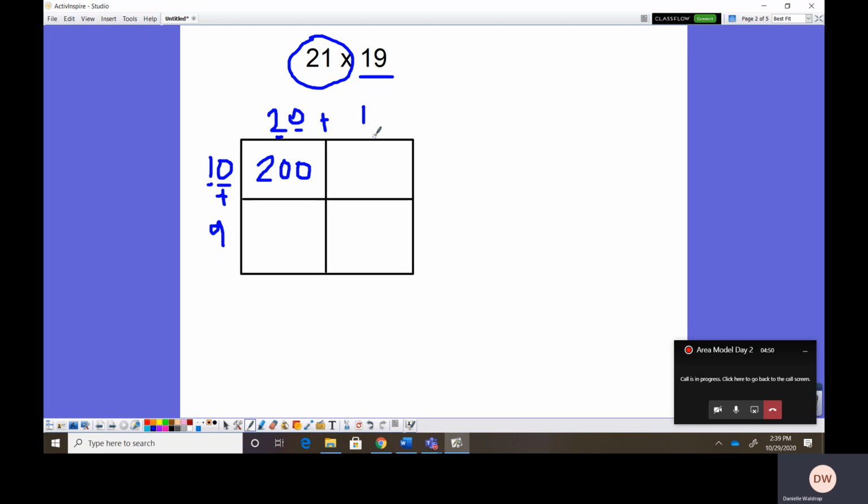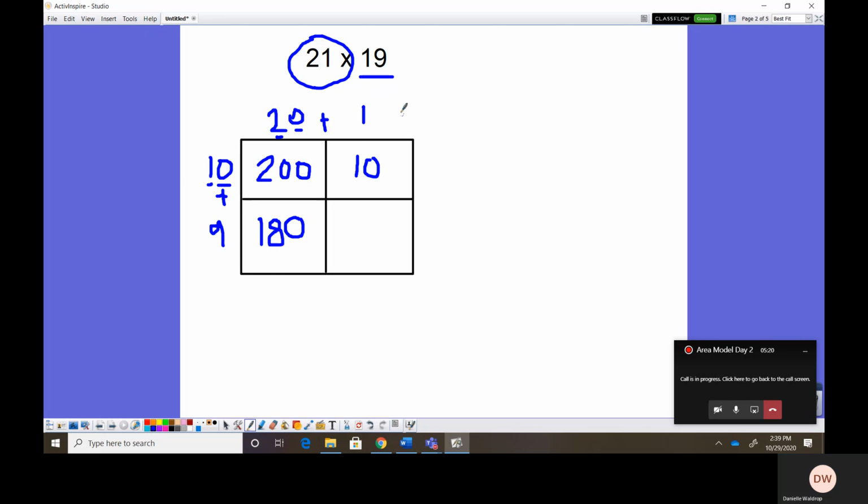1 times 10, 10 times 1. Well, any number times 1, we know it's going to be itself. 1 times 1 is 1. There's 1 zero. And I know 10 times 1 will be 10. This box down here, your number on top is 20. So 20 times 9. I know that 2 times 9 is 18. And 0 times 9, of course, is 0. So there's 1 zero. So I know that 20 times 9 is 180.